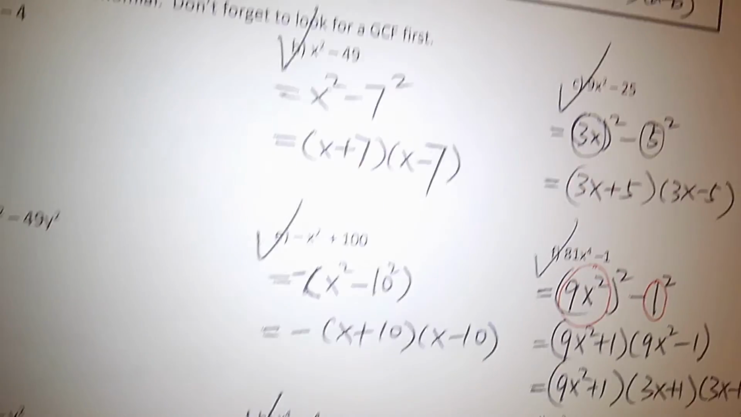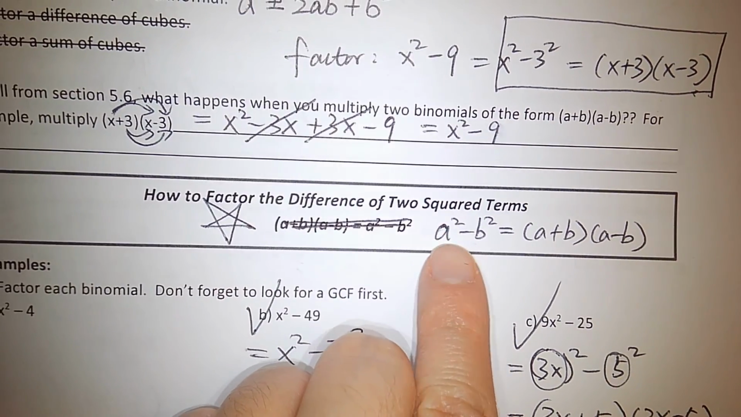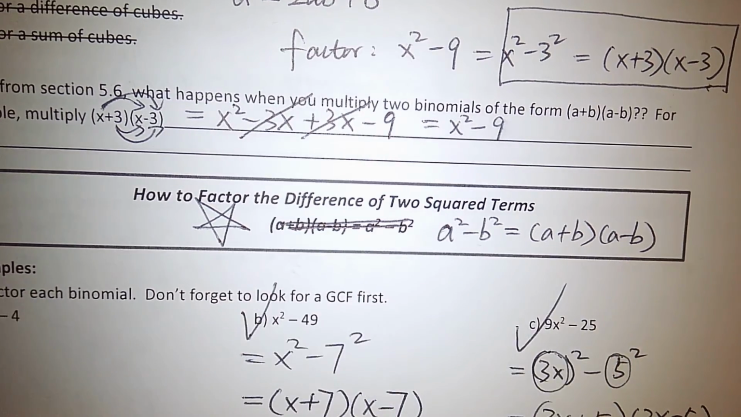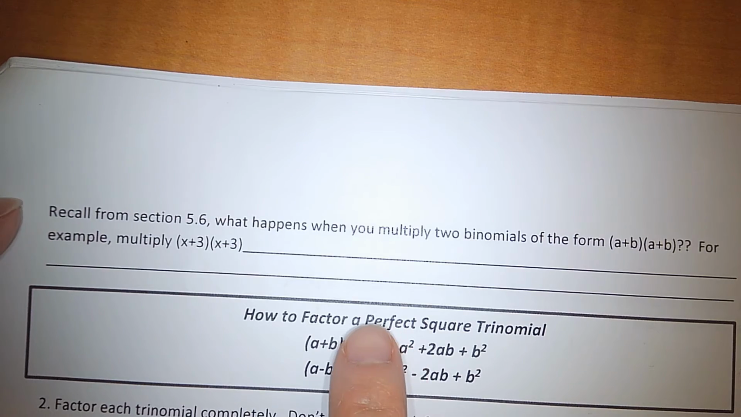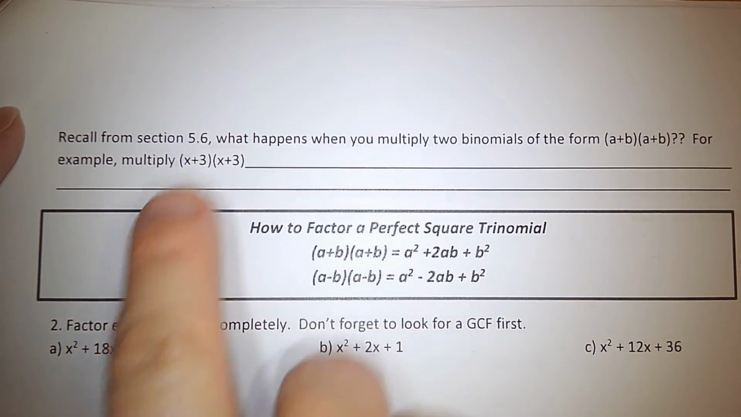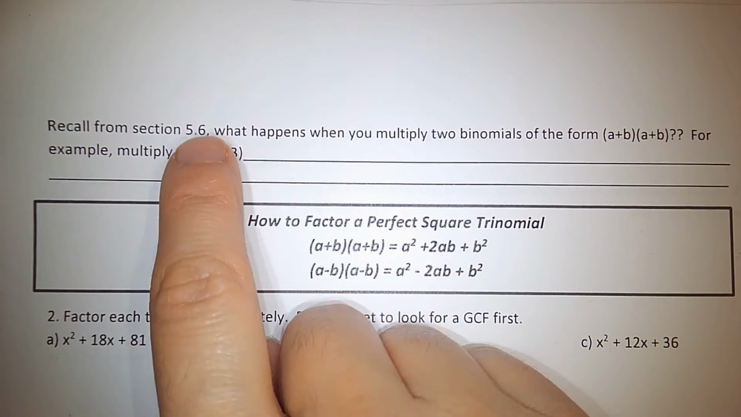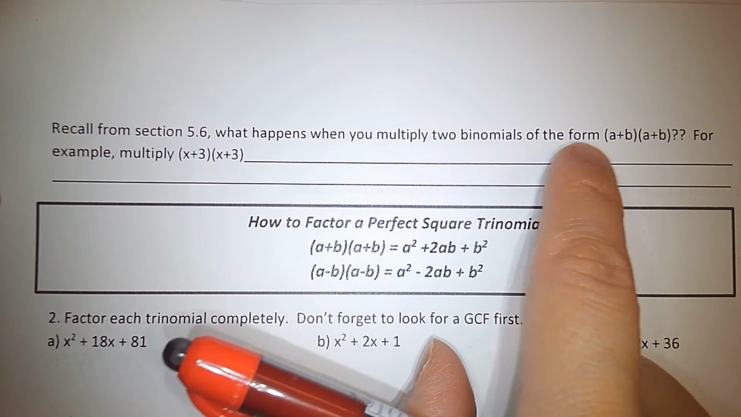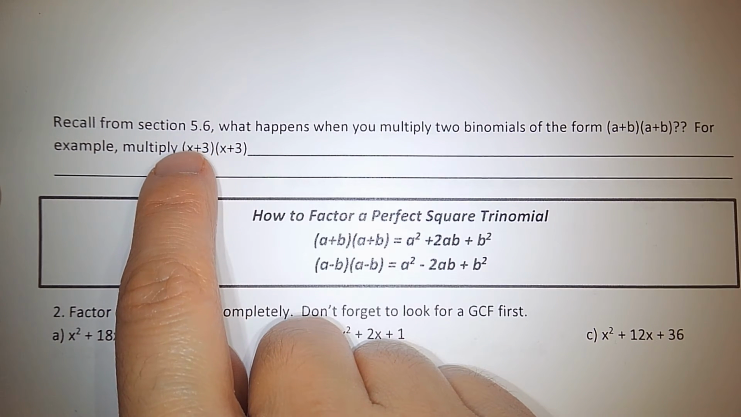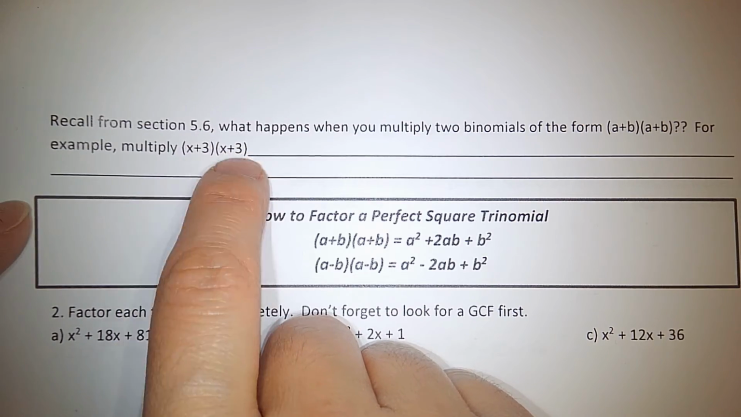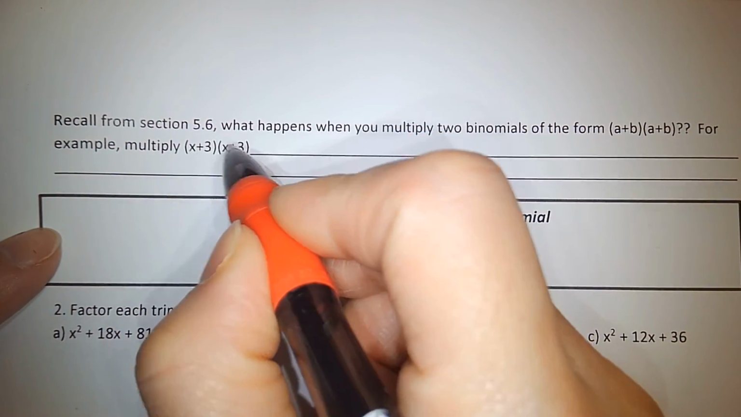Alright, so this is the difference of two squares formula, okay? We can factor like this, okay? Now let's look at how to factor a perfect square trinomial. Remember in the previous section we did multiplying of two binomials with the form a plus b times a plus b. So what should we get for x plus 3 times x plus 3?